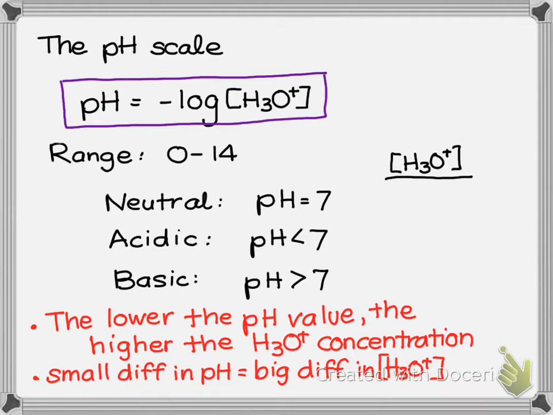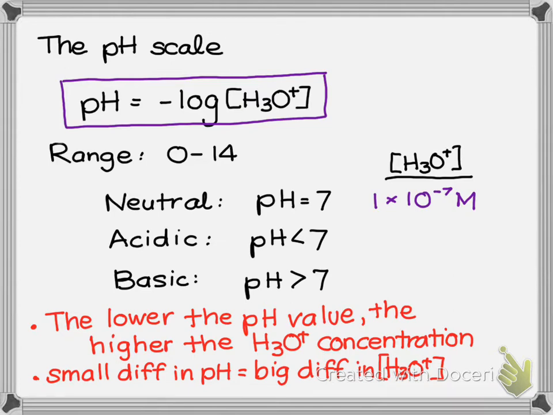The range of the pH scale goes from 0 to 14. A neutral solution is going to have a pH of 7. If you recall from the previous video, a neutral solution has an acid concentration equal to 1 times 10 to the negative 7, so it corresponds to a pH of 7.